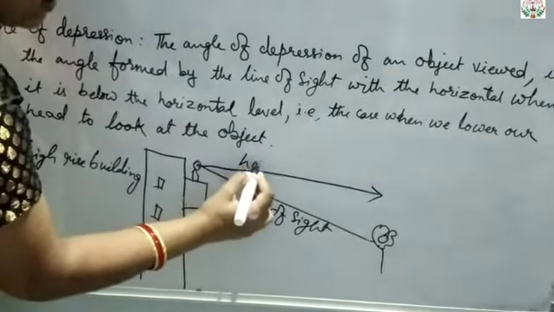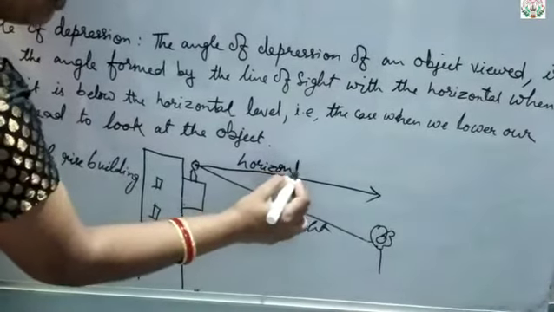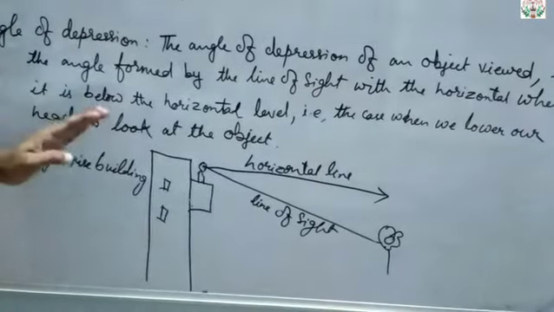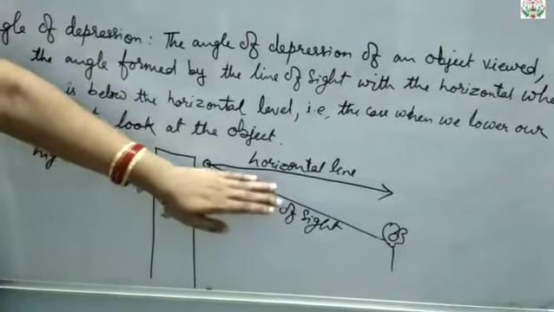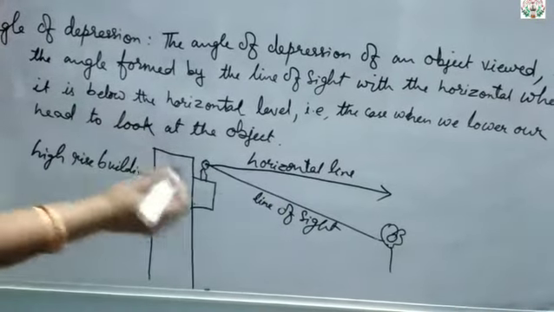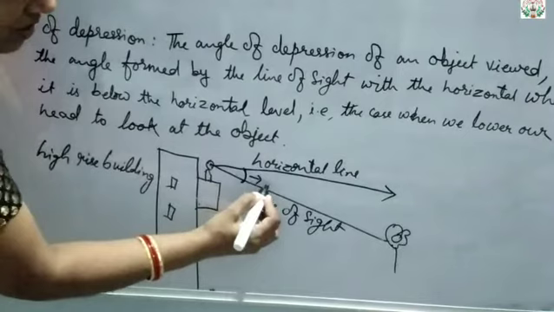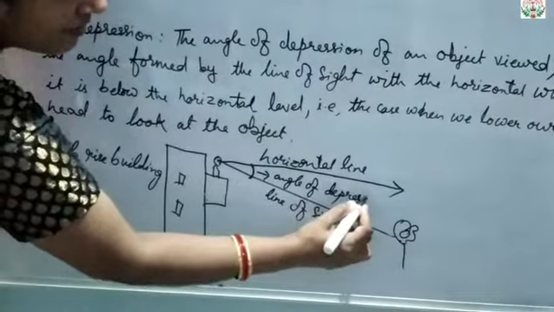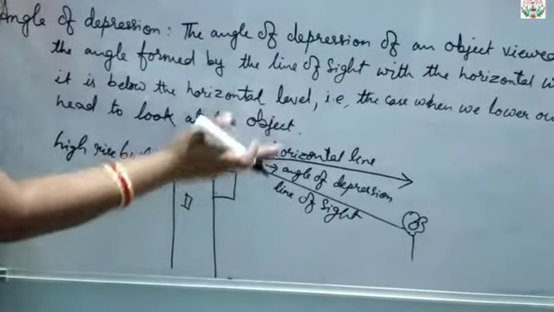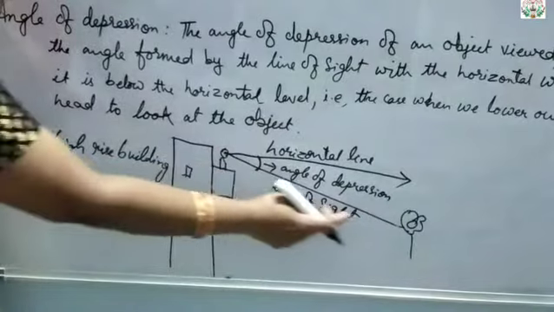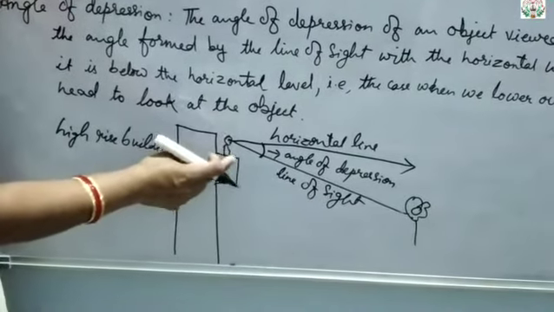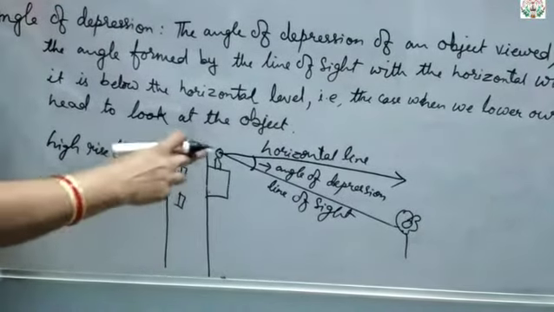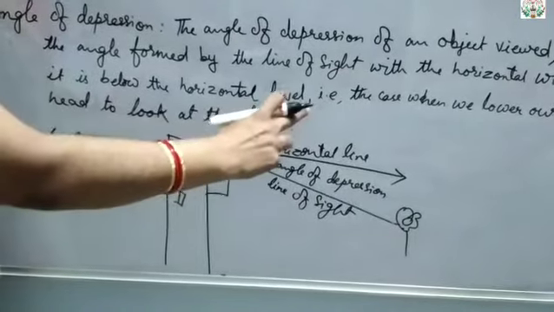Horizontal line. So, always angle of depression, horizontal line. Angle of depression is always made below the horizontal line. This is called your angle of depression. It is always made below the horizontal line and with the help of the line of sight. A person who wants to see the object, that line is called line of sight, and the eye level line is called what? Horizontal line.